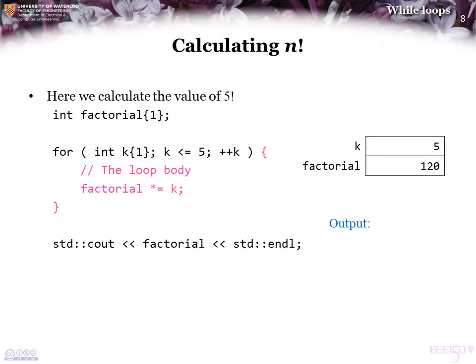And at the end of the loop body, we increment k one more time. Now the condition is false, so we exit or finish the for loop. And now the next statement is to print the value of factorial. So that is the output.